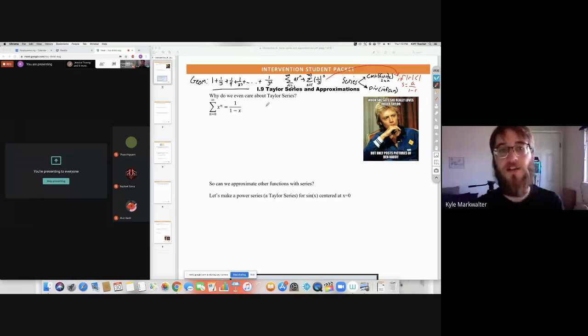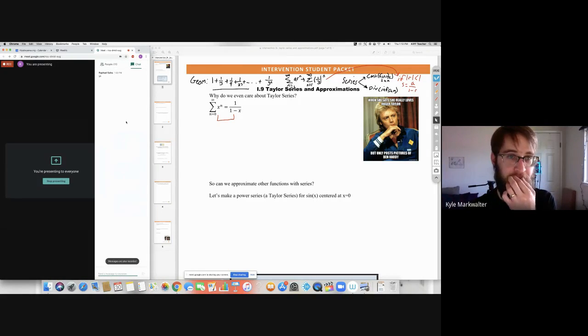Someone can either type in or open up the microphone. For what values of x is this equation actually going to be true? What values of x would this summation actually equal 1 over 1 minus x? For what x values do you think?